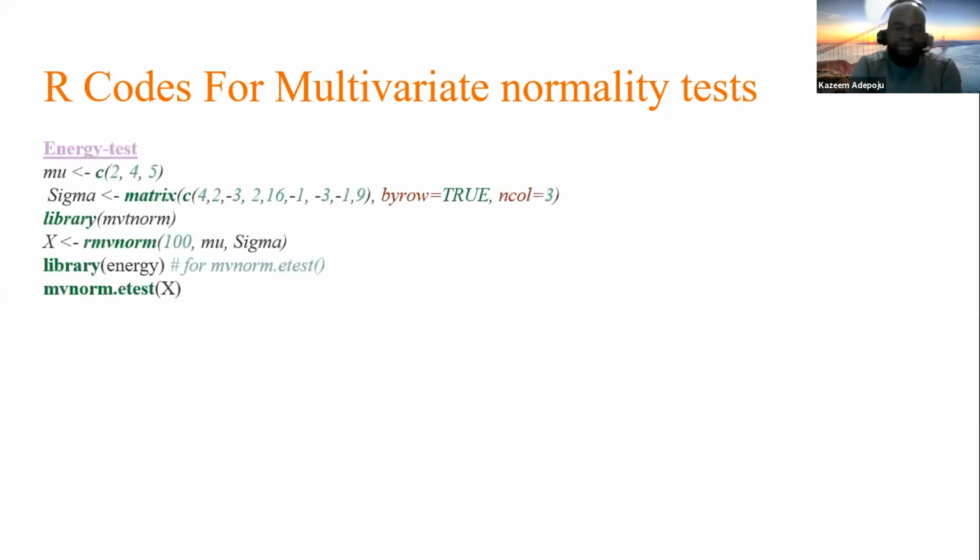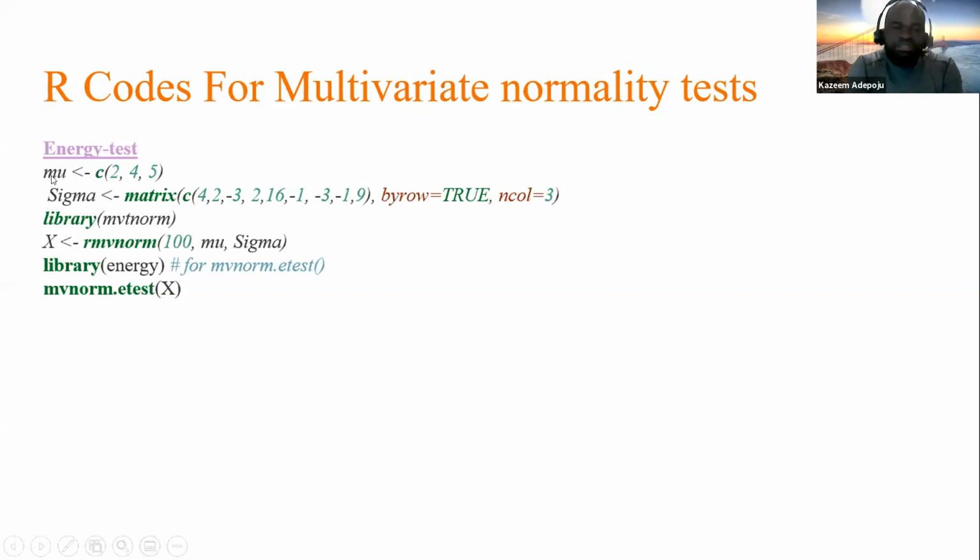Okay, the first test of the day is what we call the energy test. The energy test is one of the multivariate normality tests. Just like the way I walked you through different kinds of univariate normality tests, we also have different kinds of multivariate normality tests.